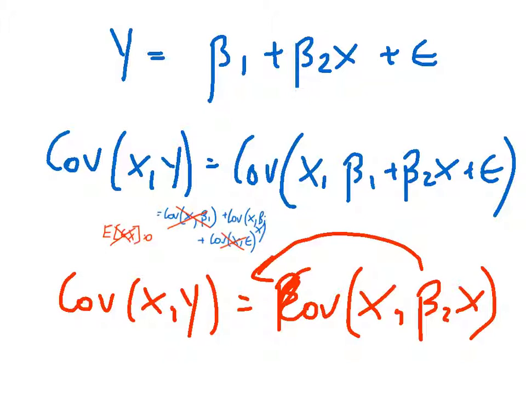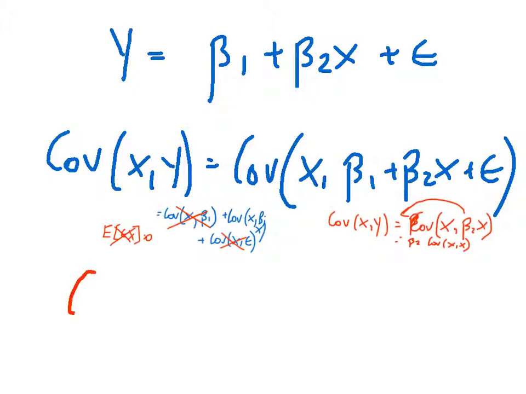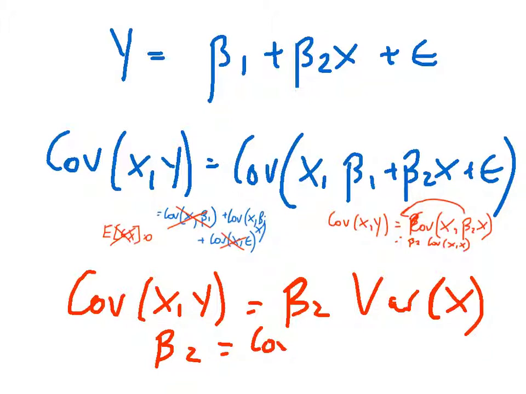So we can simplify that to being beta 2 multiplied by the covariance of x and x, which we usually call the variance. So if we tidy that up, what we end up saying is that the covariance of x, y is given by beta 2 multiplied by the variance of x. Now, we can make beta 2 the subject of this, so beta 2 is equal to the covariance of x and y divided by the variance of x.